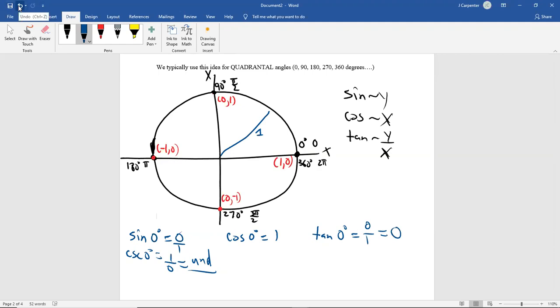If you wanted secant, just flip cosine. Cosine's 1 over 1. Flipping that gives you, coincidentally, 1 over 1. They can have the same answer sometimes.